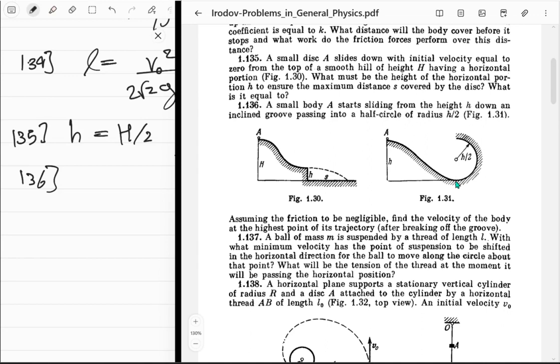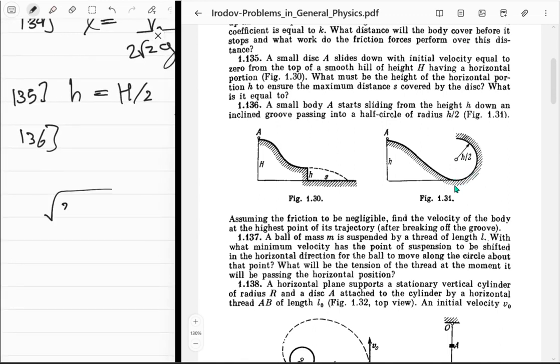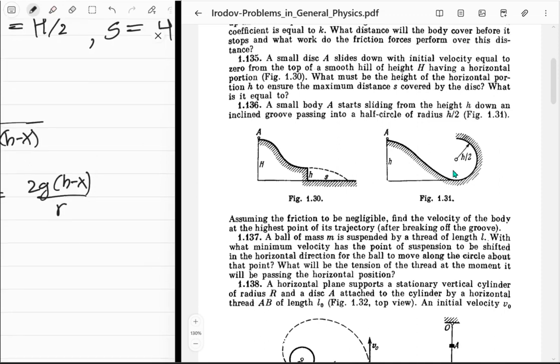We don't know. Okay, what's the velocity at some height x? It will just be the square root of 2g into small h minus x. That's our velocity. So v squared upon, well, h upon 2, right? I'll just go with r, not h upon 2. So v squared upon r is equal to the square of this thing upon r, so 2g(h minus x) upon r. Now this acceleration is provided by the normal force, right? So the normal upon m, and then there's the gravity that's also acting.